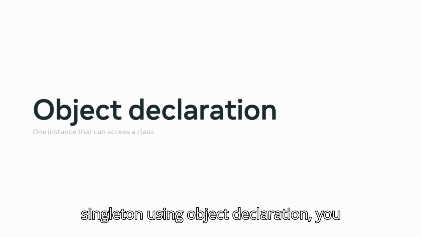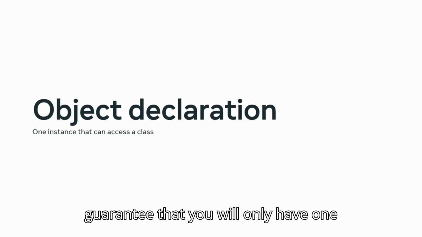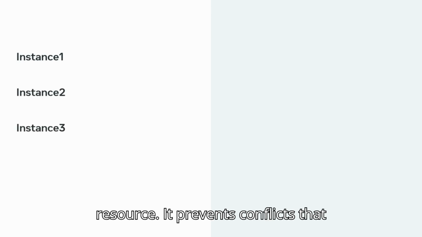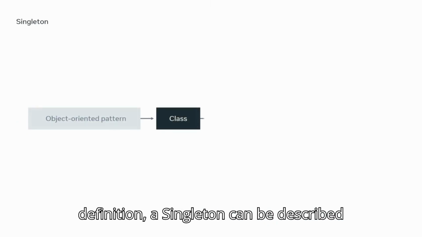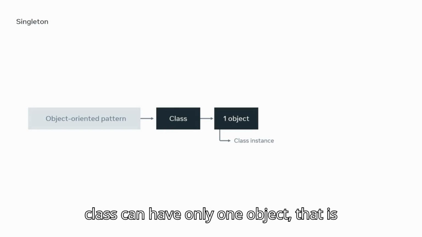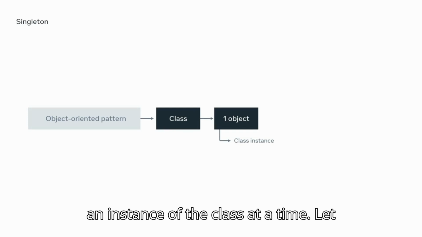A strength of the singleton pattern is that it does not allow multiple instances. By declaring a singleton using object declaration, you guarantee that you will only have one instance that can access a class. This is a way of controlling access to a resource. It prevents conflicts that occur due to multiple instances of access. To expand on the previous definition, a singleton can be described as an object-oriented pattern where a class can have only one object, that is, an instance of the class at a time.